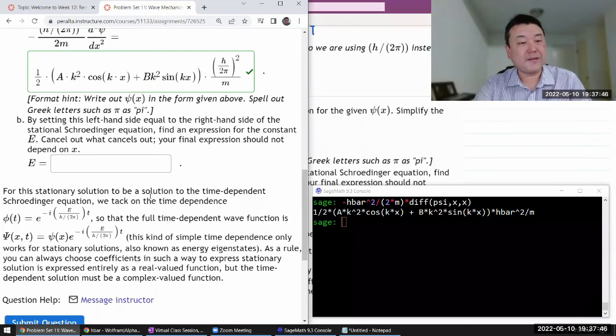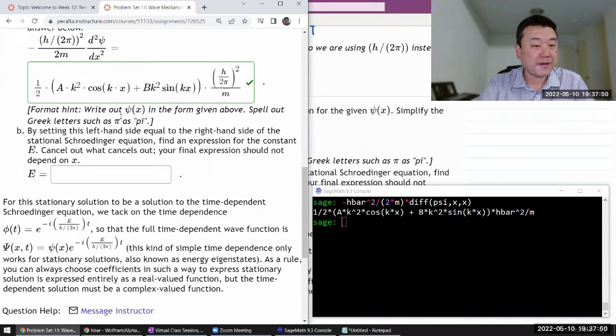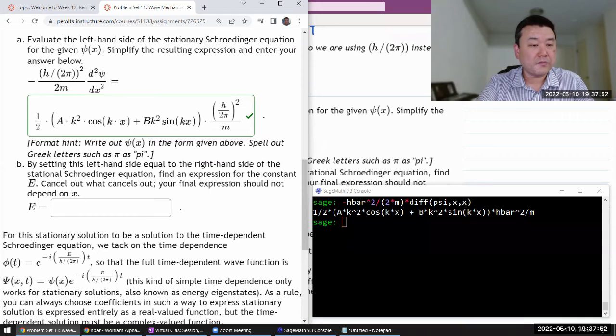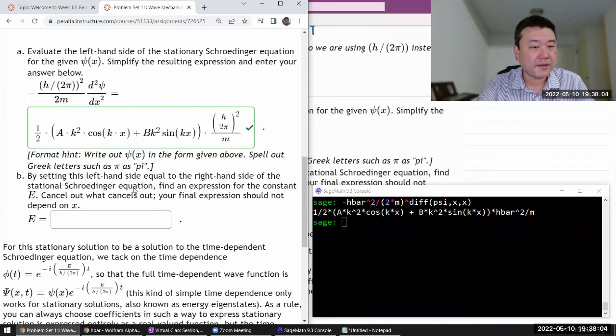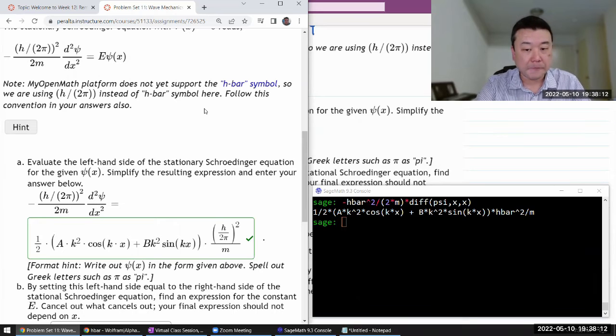So part B says, by setting this left hand side equal to the right hand side of the stationary Schrodinger equation, find the expression for the constant E. Cancel out what cancels that. Okay. So on the right hand side, you see that, oh, so we are just saying all of this is equal to E times psi.